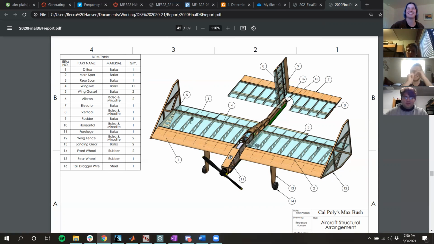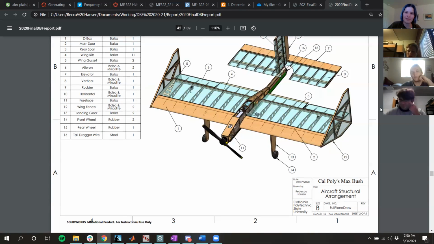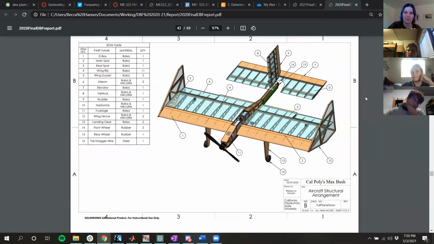What was the purpose of this plane? The max bush. I don't know why they called it that. Oh, it was a bush plane. Was it minimum takeoff distance? There was a measured takeoff, like you want the shortest takeoff distance? It was 10 feet. They didn't score on takeoff, but they imposed a short takeoff.